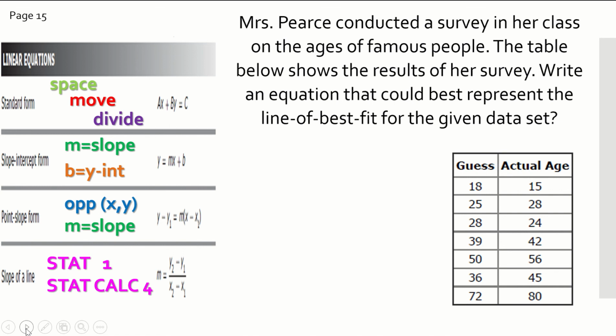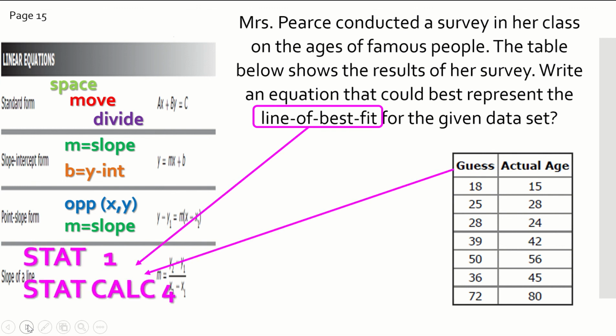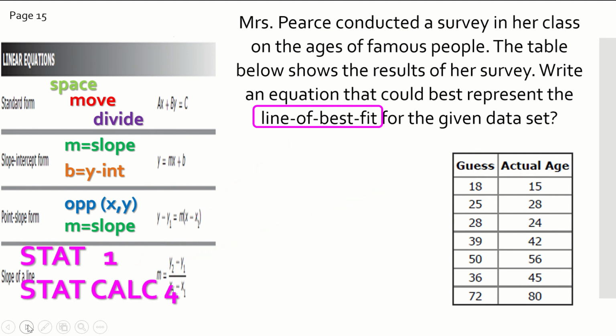Here's a real-world situation. Miss Pierce conducted a survey in her class on the ages of famous people. The table below shows the results of her survey. Write an equation that could best represent the line of best fit for the given data. So we have the guesses on the left side of the table and the actual age on the right side. Remember, when we do a line of best fit, we are using STAT Edit to enter in our L1 and L2 values, and then we can do a linear regression, STAT CALC 4.